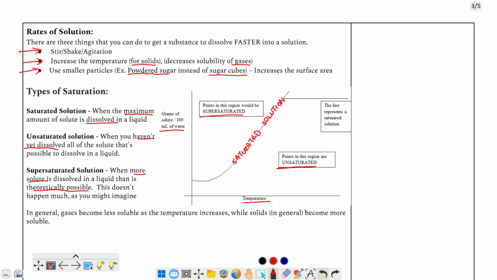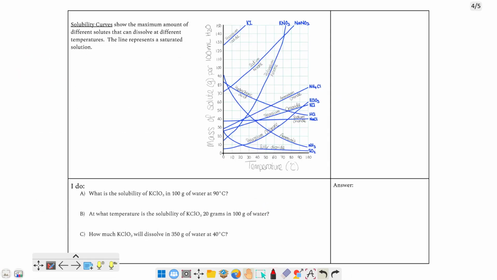Now let's move on into the I do, we do problems. Now for these, you're going to see a lot of these solubility graphs like the one at the top of the screen, and they often have a lot of lines on them, and you're going to learn to filter out the ones you don't need. Like for the first problem, we want to know the solubility of KClO3 in 100 grams of water at 90 degrees Celsius. Now the y-axis says we have grams of solute per 100 milliliters of water, but the density of water is 1 gram per milliliter, and so this 100 milliliters of water is the same thing as 100 grams of water.